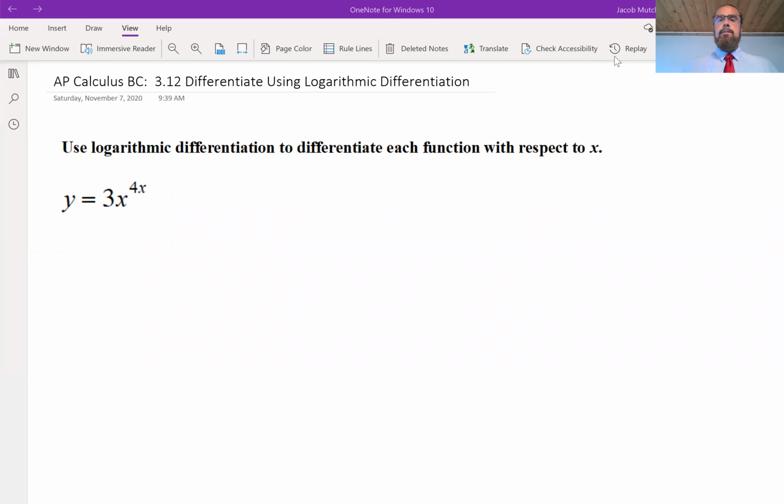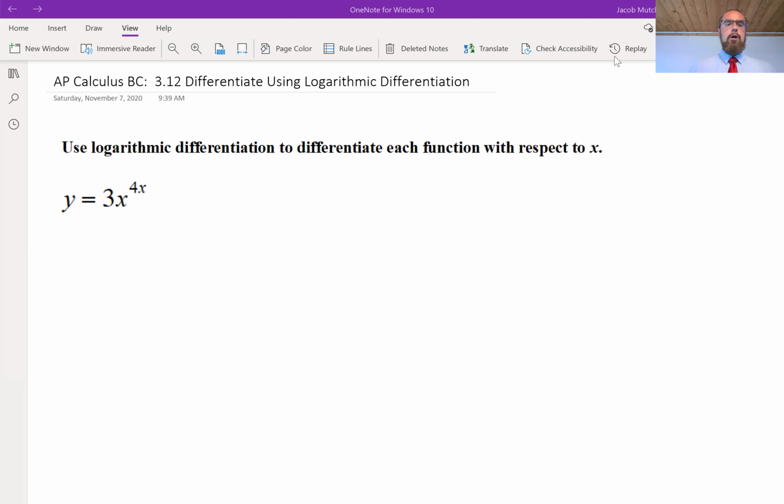Welcome to Calculus. Today we'll investigate using logarithmic differentiation to differentiate a function with respect to x. The classic type of function where logarithmic differentiation is very helpful is when I've got some kind of fusion between a polynomial and an exponential function. So here we've got an example, y equals 3x to the power of 4x. You'll notice that x is both in the base and in the exponent.